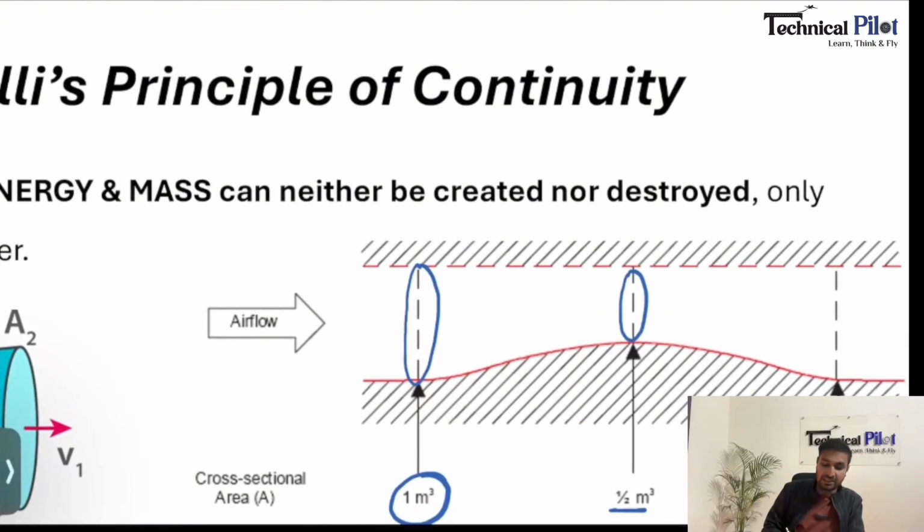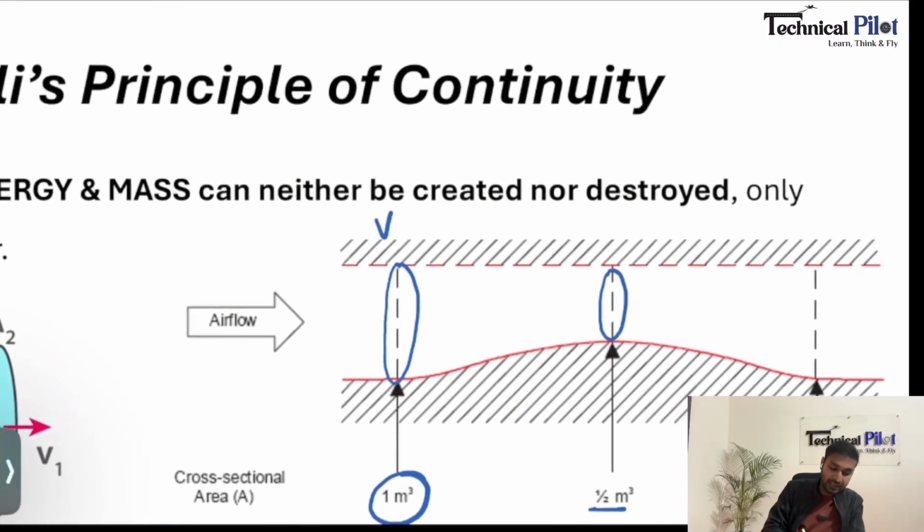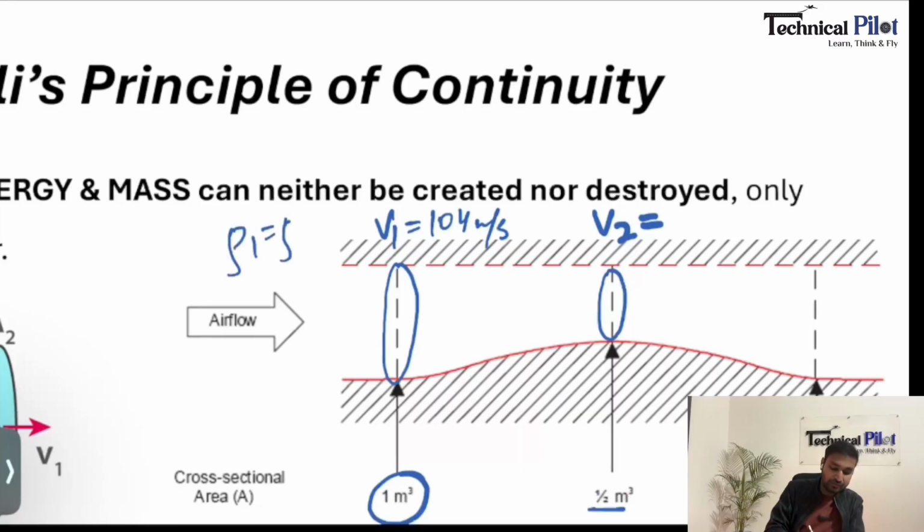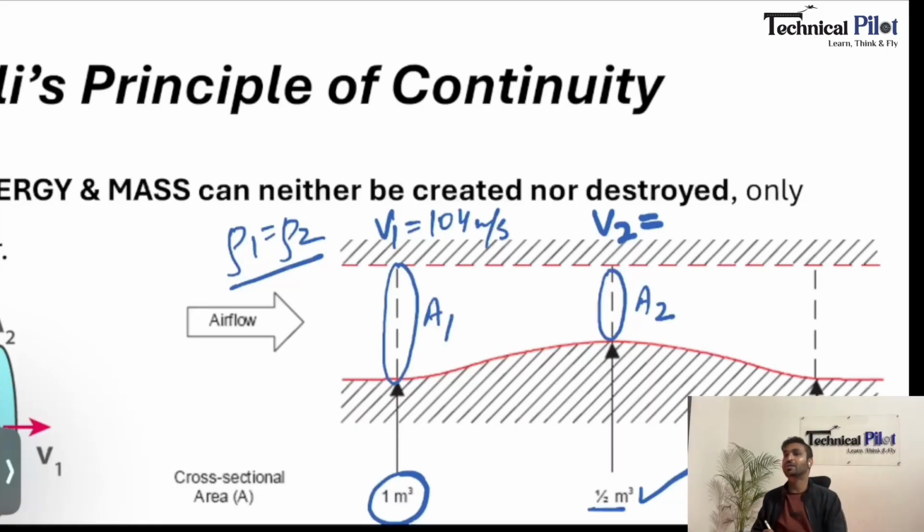Can you tell me please, if here the velocity is 104 meter per second, can you tell me the velocity V2 please? Consider density as constant, ρ1 equal to ρ2. Area is reduced to half. Whatever is area A1, A2 is half of that. Can you tell me the relation between V1 and V2? I have told you V1 is 104 meter per second. Tell me V2 please. V2 is 208 meter per second. So it means you have doubled the velocity.